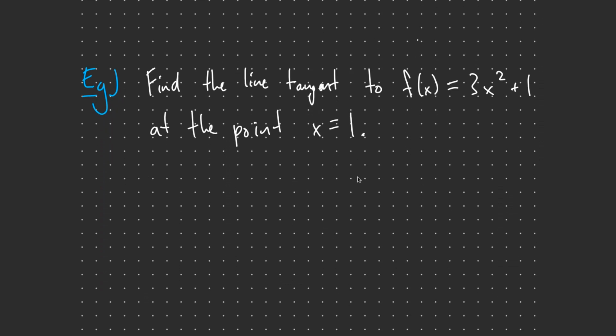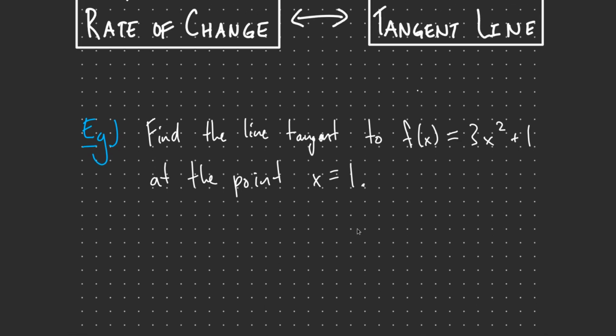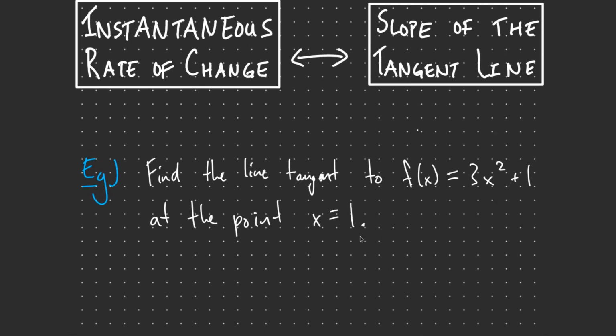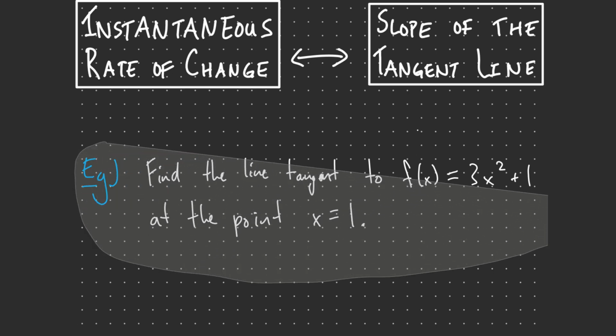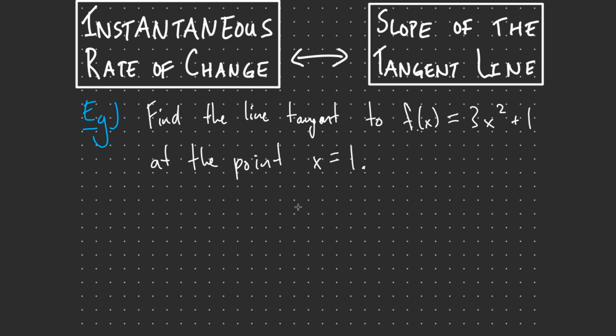So let's find the tangent line to the function f of x equals 3x squared plus 1 at the point x equals 1. I'm going to move this a little bit to give myself some space. Okay. So how do I go about doing this? Well, remember, we need to find an equation for a line. And to find the equation for a line, we need two things. So we need two things needed for the equation of a line.